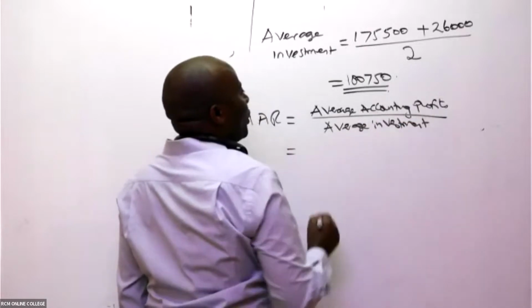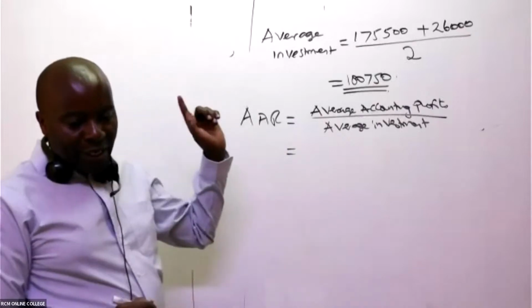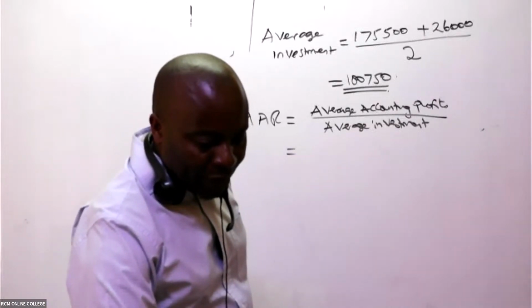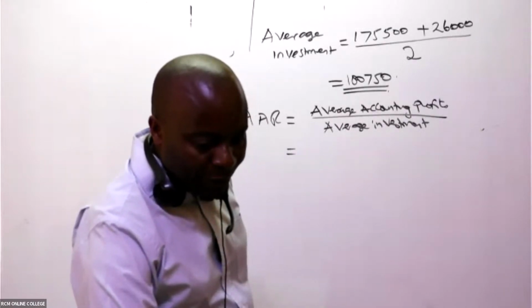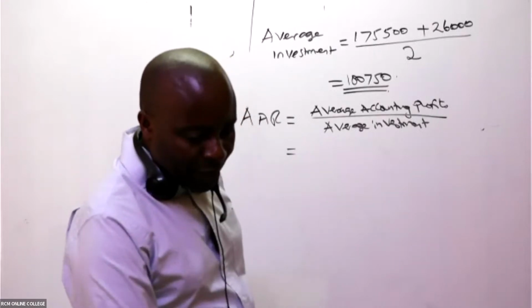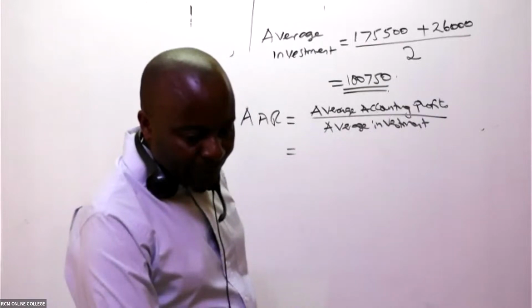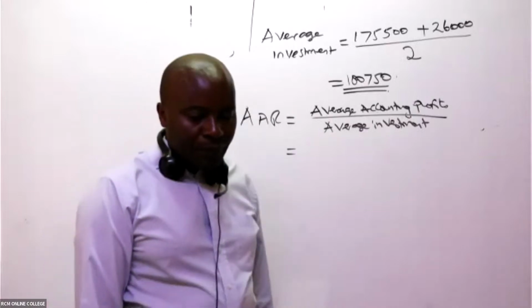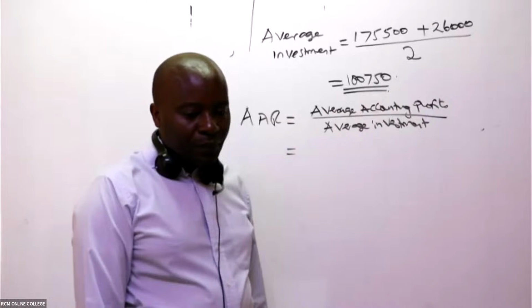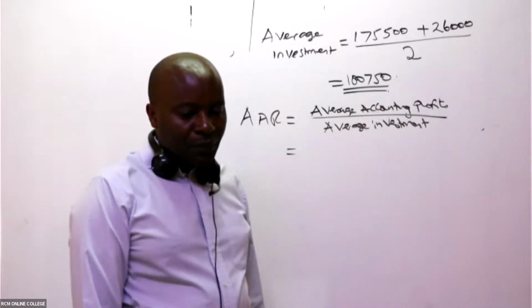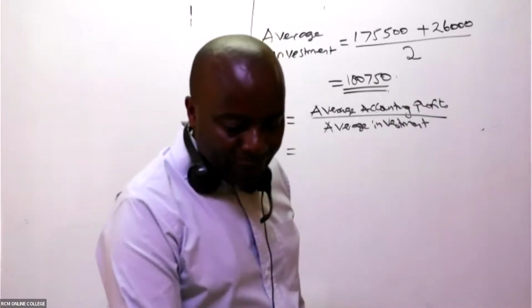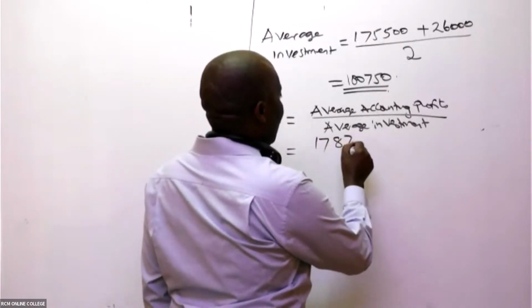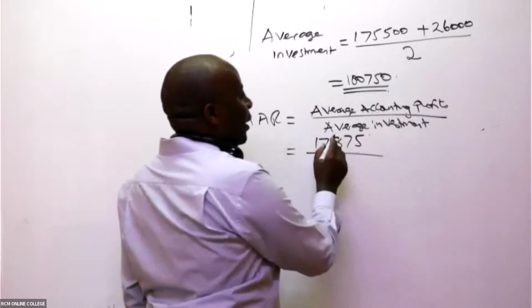So the average accounting profits, you guys have given me a value up there. Do you remember the average accounting profit? You guys had averaged something there. Somebody should be able to remind Mwalimu here pretty fast. 17,875, isn't it? So we have here 17,875 all over the average investment.